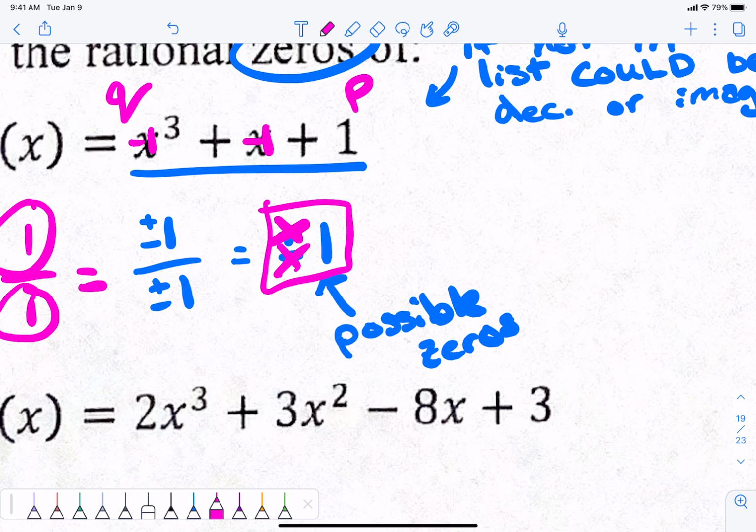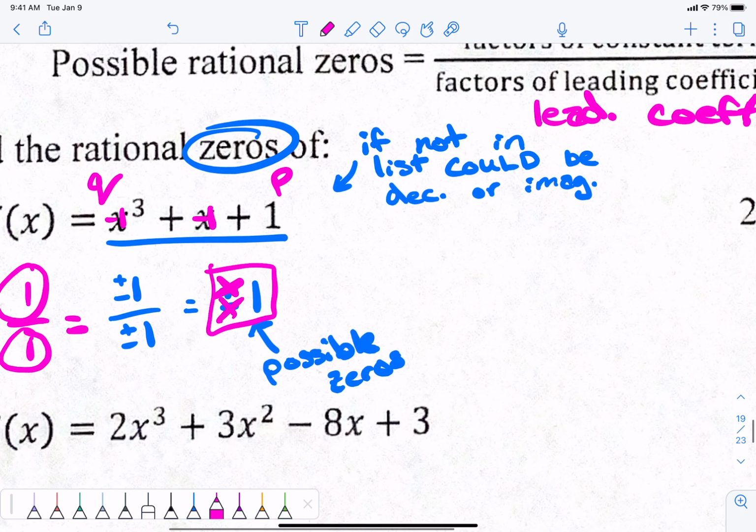They could be imaginary, right? So it's not plus and minus, because when we plugged them in, they didn't come out to be zeros, right? So we don't have any rational zeros. So there's no rational zeros. Does that mean he doesn't have any zeros at all?